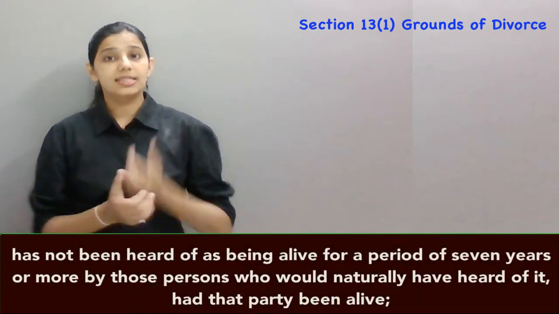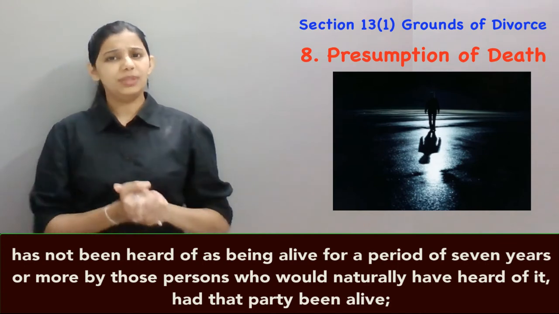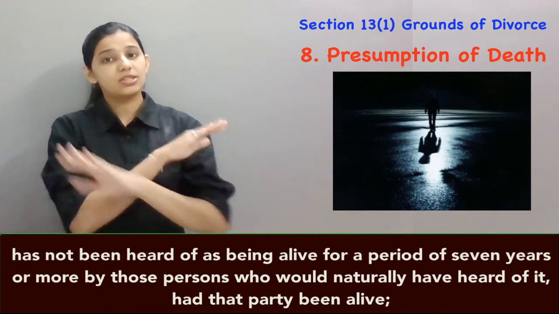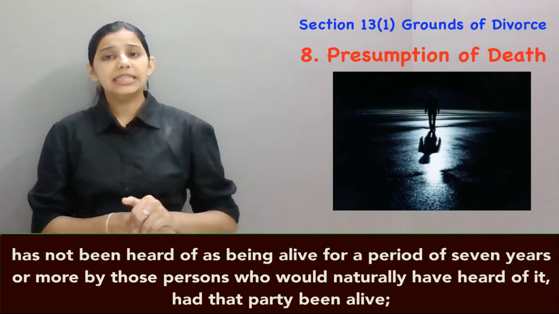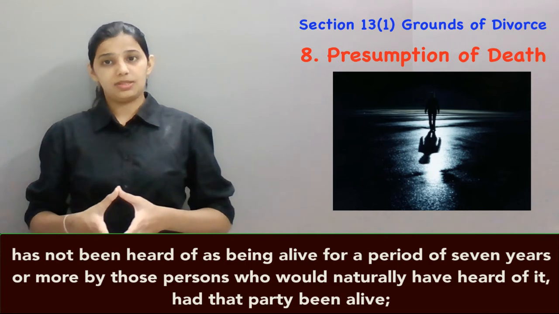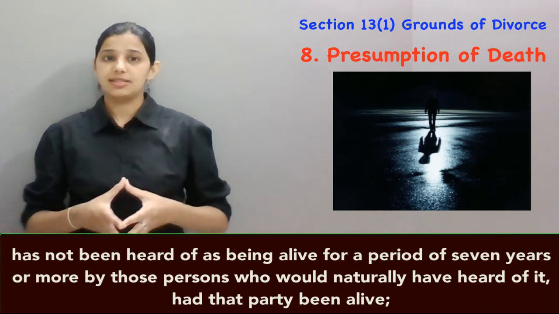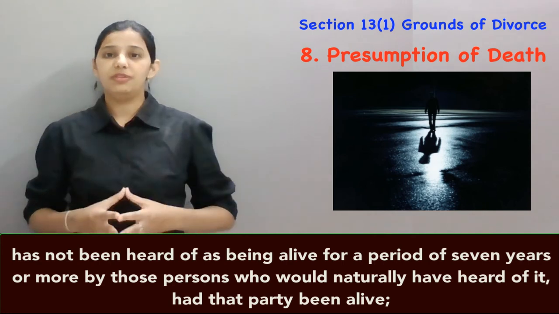And here comes the last ground of divorce, that is the presumption of death. Under the Act, a person is presumed to be dead if he or she has not been heard of as being alive for a period of at least 7 years. This is a presumption of universal acceptance, as it aids proof in cases where it would be extremely difficult, if not impossible, to prove the fact.